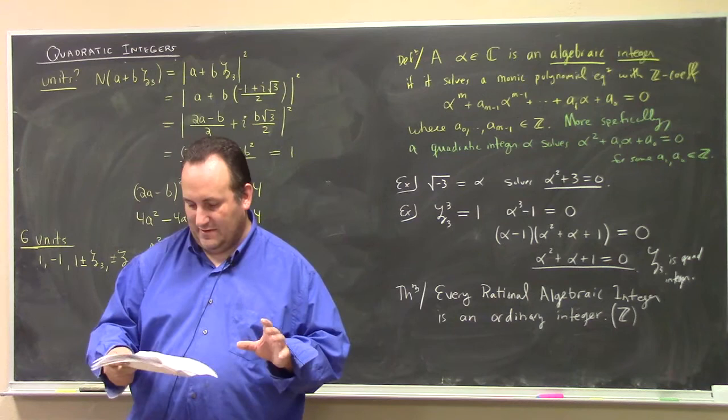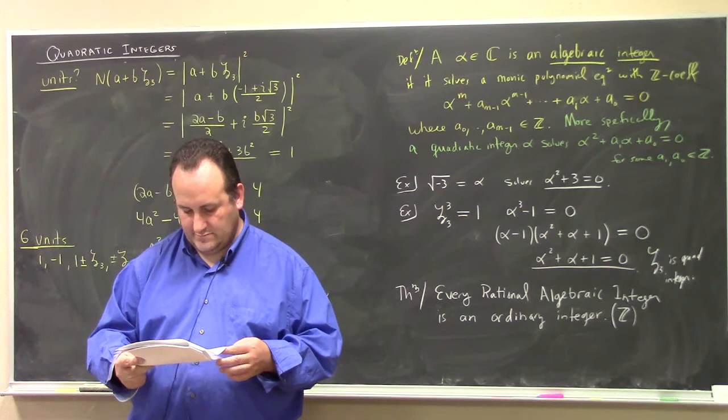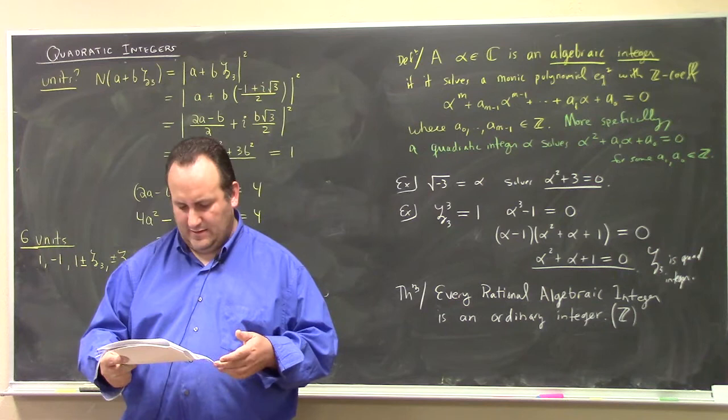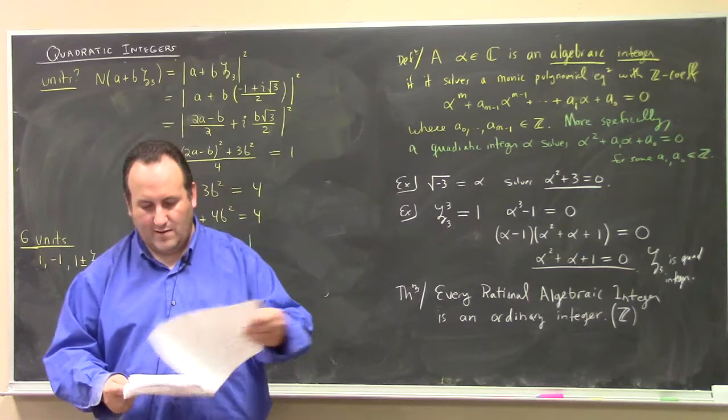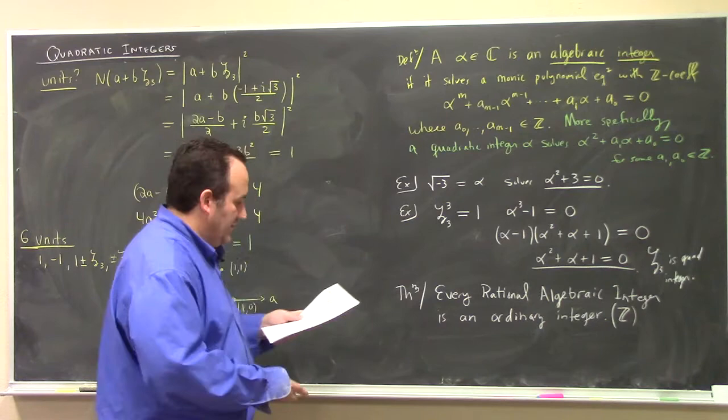So I am able to argue that one of the factors has to be plus or minus 1, and the one that's plus or minus 1 is the denominator. Anyway, it's on my page 7, so again, it's not particularly difficult. So let me just tell you a little bit more about what the Eisenstein integers do, all right?